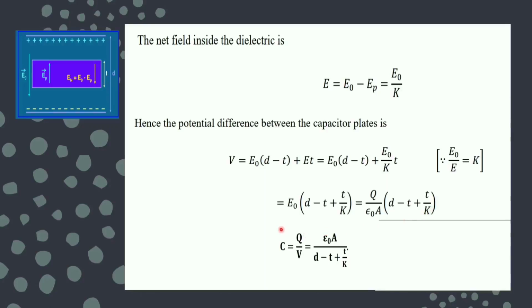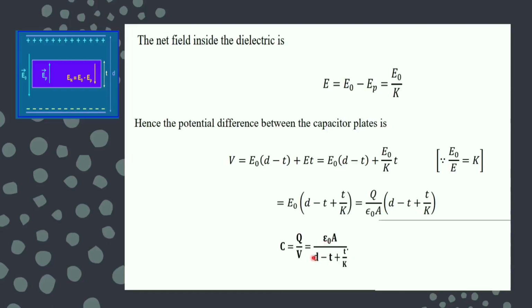Now you know the formula for the capacitance is Q upon V. This value is for V in terms of Q. So from here if you find Q upon V, then I am getting this as the result for the capacitance, that is equal to epsilon naught A upon D minus T plus T upon K. So this is the formula for the capacitance, which of course if you wish you can write it in terms of C naught also. Epsilon naught A upon D is equal to C naught.